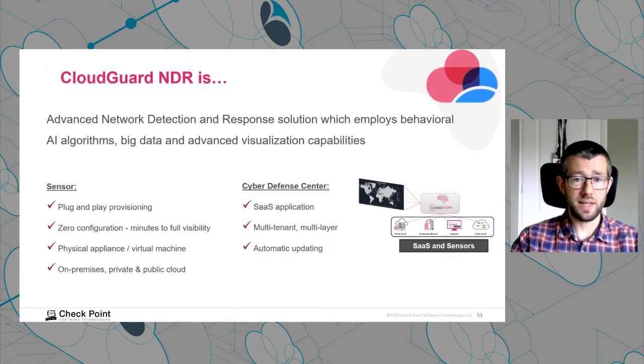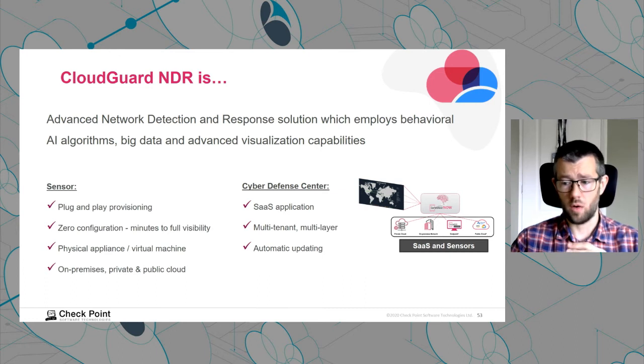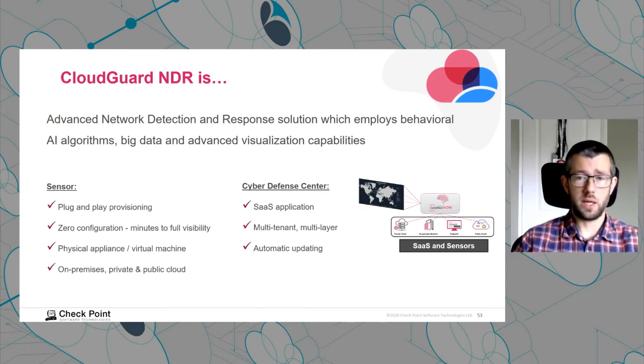So CloudGuard NDR, CloudGuard Network Detection and Response. This is a new offering that, as I say, takes in some of the elements of our traditional firewall technology and makes it more applicable to cloud environments and couples it with a cloud-based SaaS management solution. So there are two elements to it.